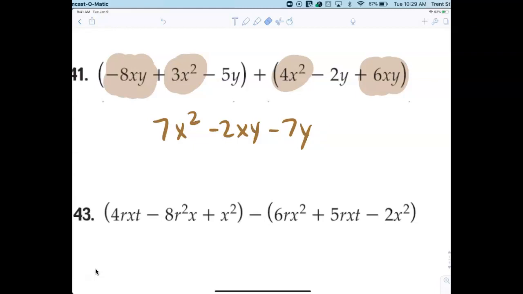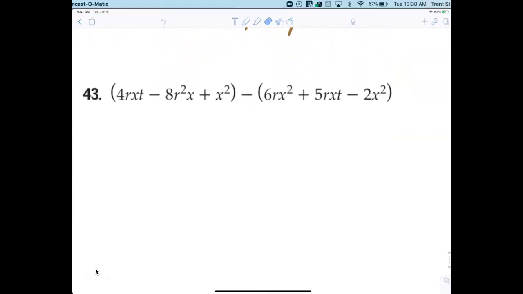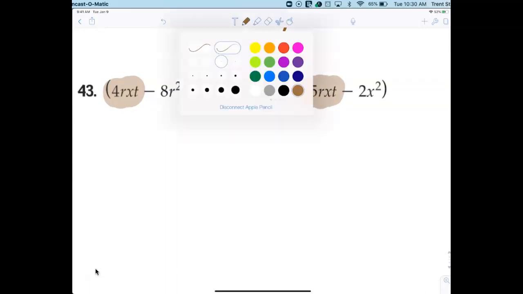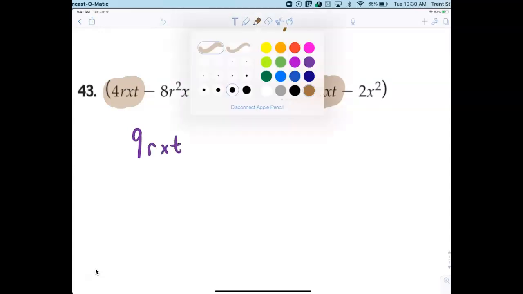It's to the point where you just combine the like terms. Come on now. This one looks hard, but it's not. This is what I'm saying. Just combine the terms. I don't care about standard form here. There's too many variables to worry about standard form. So what do we got? The first thing I'm looking at is 4rxt. What goes with 4rxt? 5rxt. So that gives me a total of what? 9. That's beautiful. 9rxt.